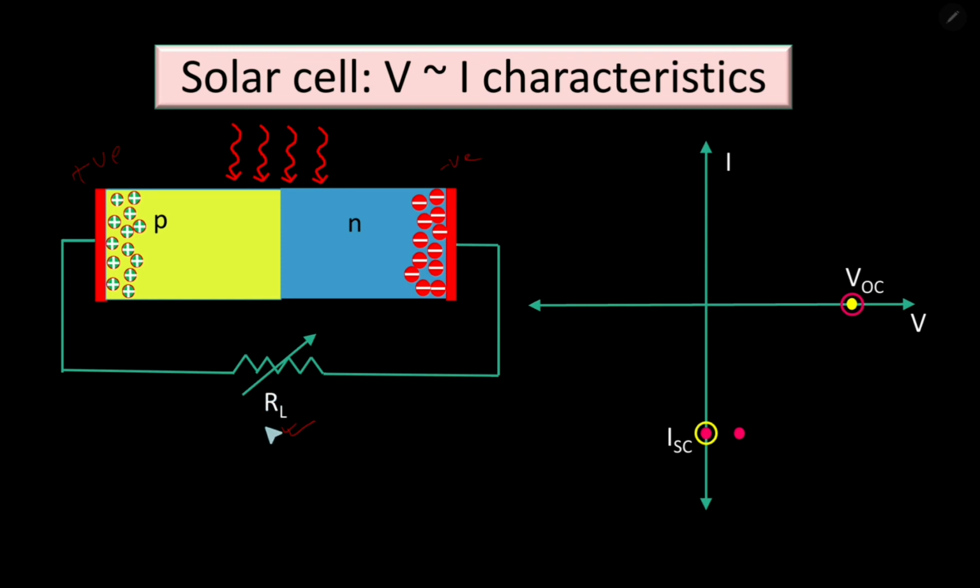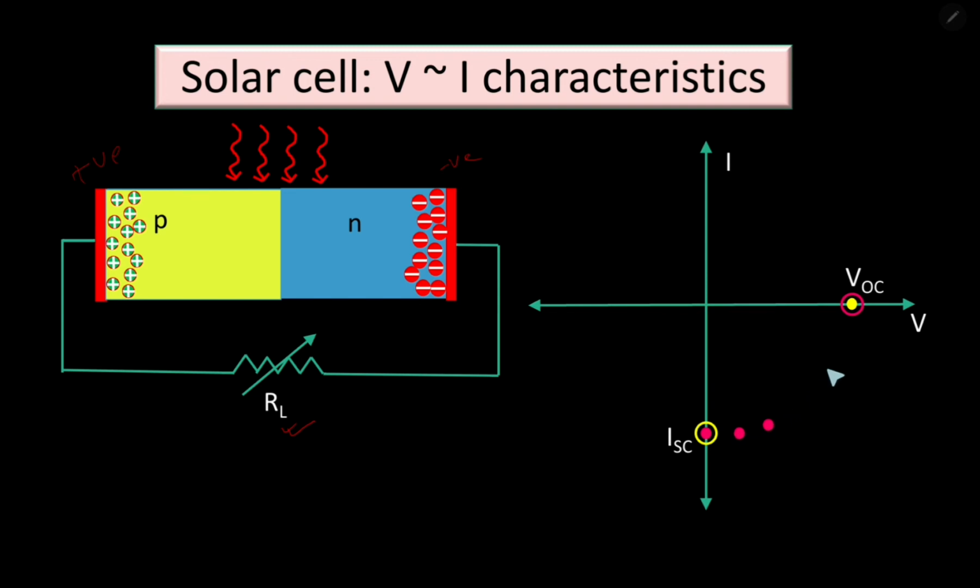Now if I increase the value of this resistance a little more, then what will happen? Current will reduce further, and the carriers which are accumulated here, that number will increase and that will increase the value of the potential difference. That means we will be getting a higher potential difference and a lower current. So we will be getting some point over here. Similarly, by increasing the value of this load resistance, what are we getting? We are getting lesser and lesser current but higher and higher voltage.